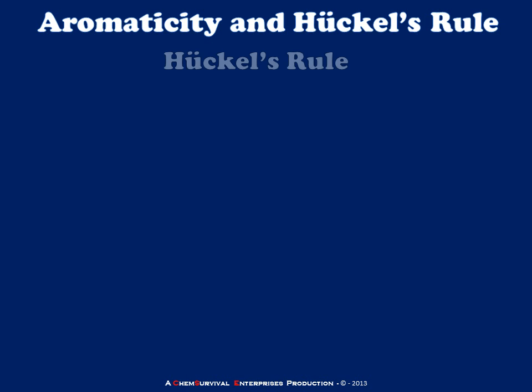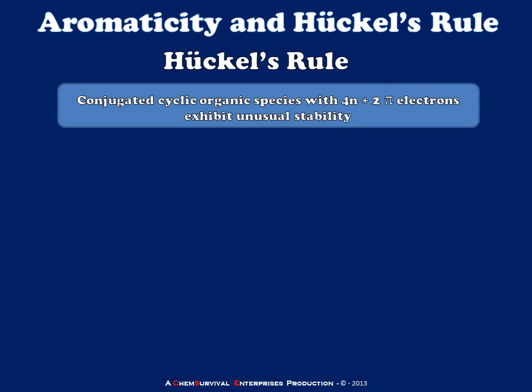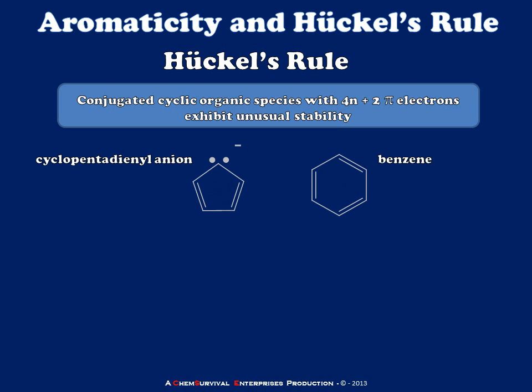I'm going to start by paraphrasing Huckel's rule, which states that conjugated cyclic organic species with 4n plus 2 pi electrons exhibit an unusual stability and tendency to be planar. Examples of these kinds of species would be things like cyclopentadienyl anion or the benzene molecule.